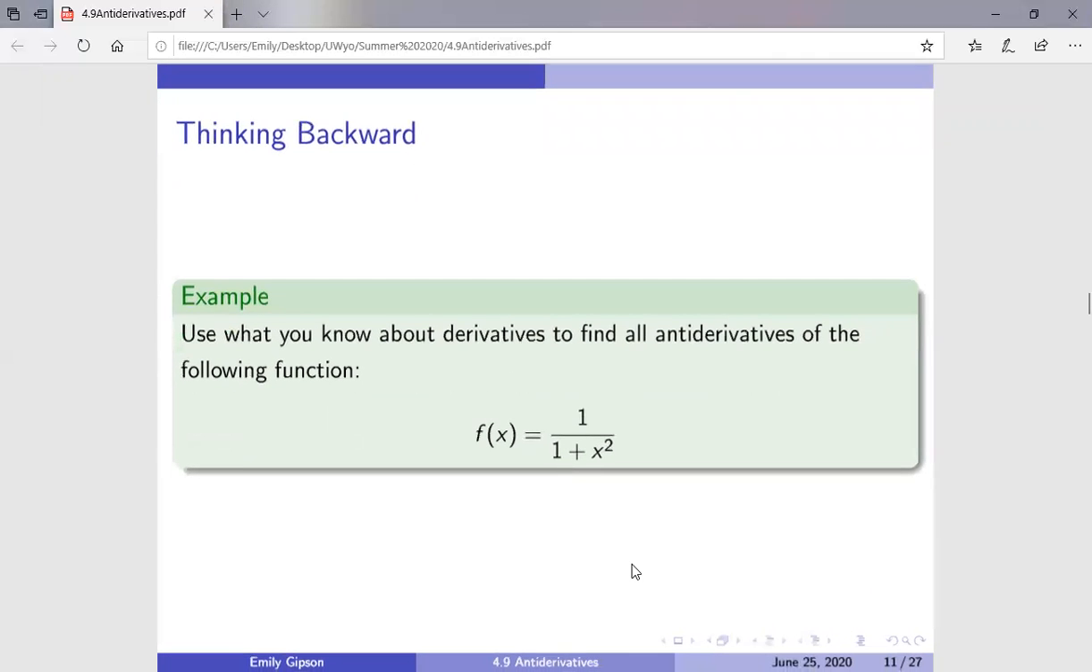So this one's a little bit more of a challenge. Use what you know about derivatives to find all antiderivatives of the following function: f of x equals 1 over 1 plus x squared. And you might think, Emily, this is really hard, but go ahead and give those trig derivatives one more look, especially tangent, cotangent, secant, cosecant. Take a gander at those and then come back to me.